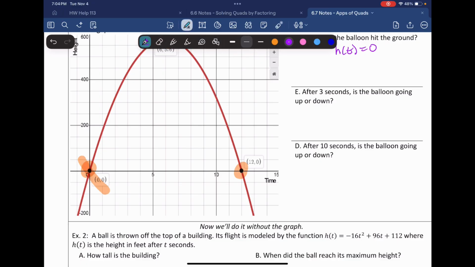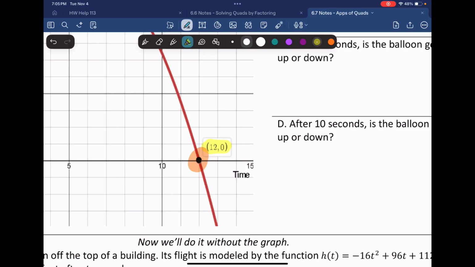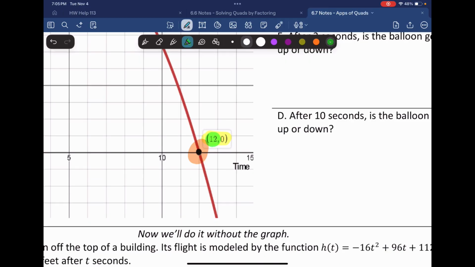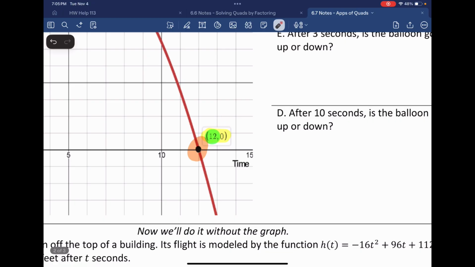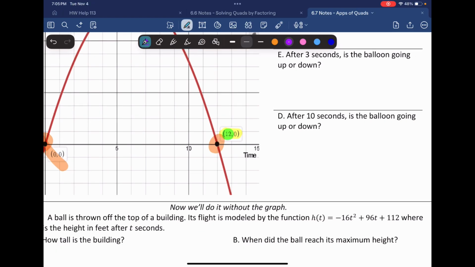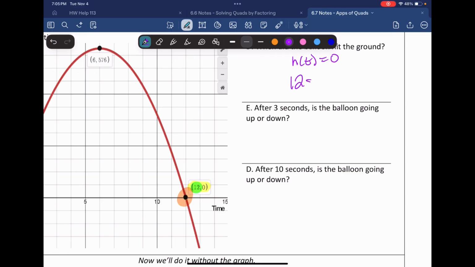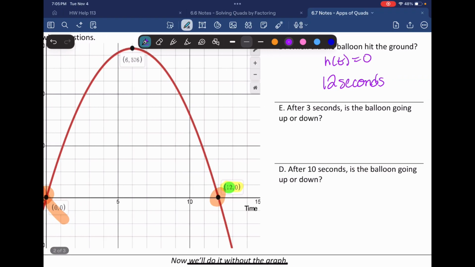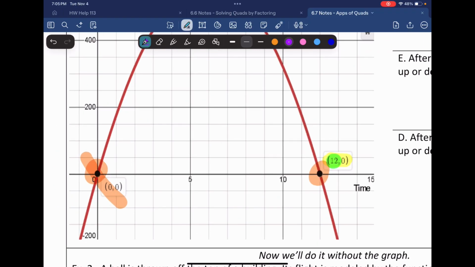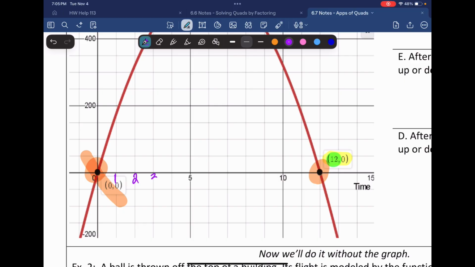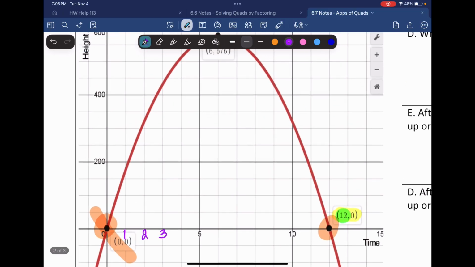So I'm going to look over at my other x-intercept. Its x-coordinate is 12, and I can see that the height, which is the y-coordinate, is 0. So it must have taken 12 seconds to reach the ground. All right, after 3 seconds, is the balloon going up or down? So I'm going to find 3. There's 1, there's 2, there's 3. And kind of like imagine going up.